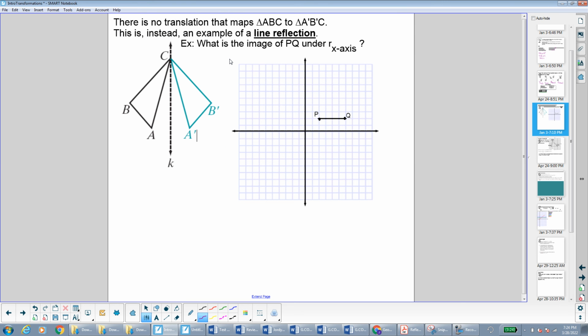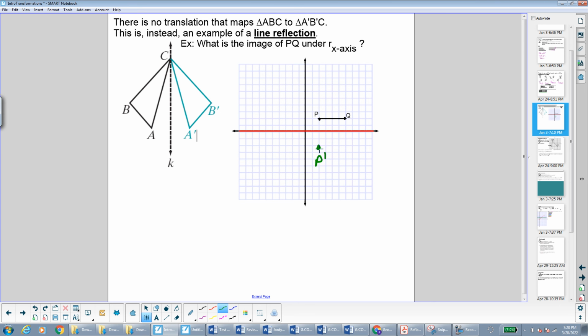And C to C prime, here it's the same point, should be the same to the line of reflection. So it says, what is the image of PQ under a reflection over the x-axis? In order to reflect PQ over the x-axis, we need the mirror image of each of the points P and Q. There are 1, 2 spaces from P to the line of reflection, so I'm going to count 1, 2 spaces from the line of reflection to P prime.